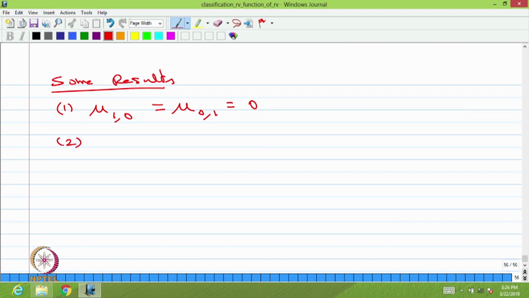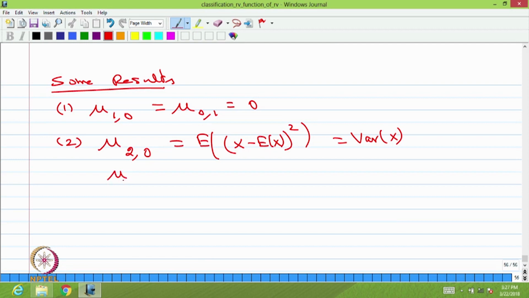Second result, suppose you put i equal to 2 and j equal to 0, that is nothing but the expectation of (X minus expectation of X) squared, and this is nothing but the variance of the random variable X. Similarly, mu 0,2 is the expectation of (Y minus expectation of Y) squared, the same as the variance of Y. When you substitute positive integers for i and j, you will get the central moment of order i, j for the random vector X, Y.